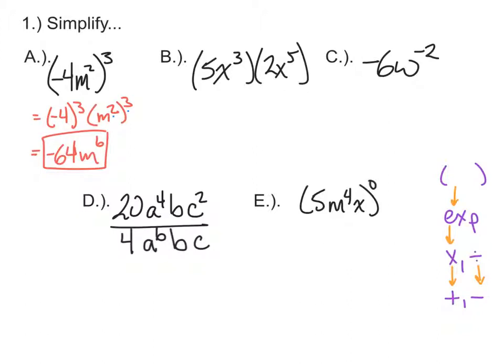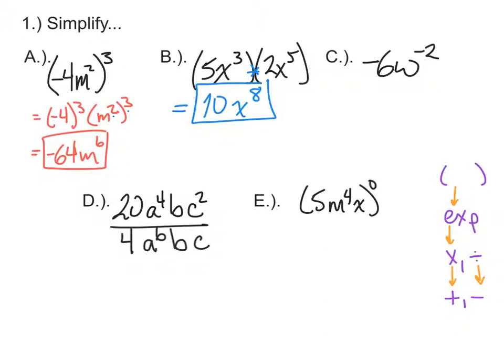In the second example, 5x to the third times 2x to the fifth. Well, obviously 5 times 2 is 10, but now we have to deal with those exponents. And since we're multiplying these two together, we go over to our order of operations. Here's multiplying. We're going to do what's right underneath it, and that is add the powers together. 3 plus 5 is 8.